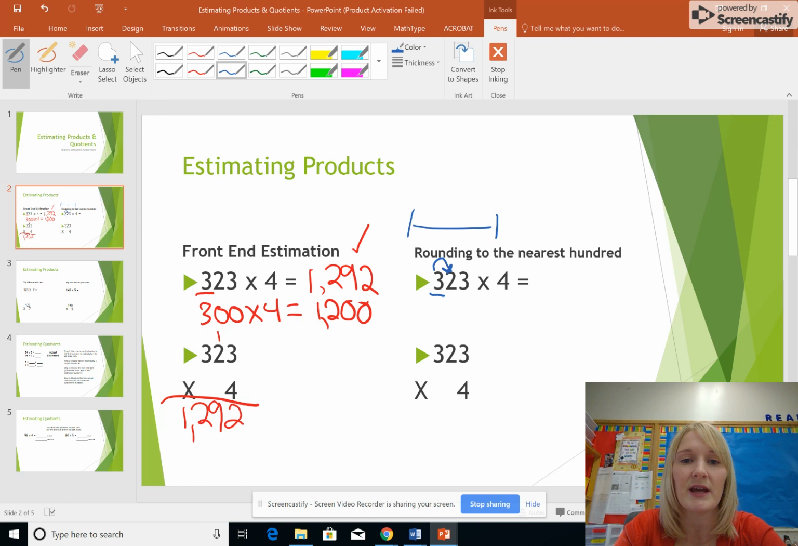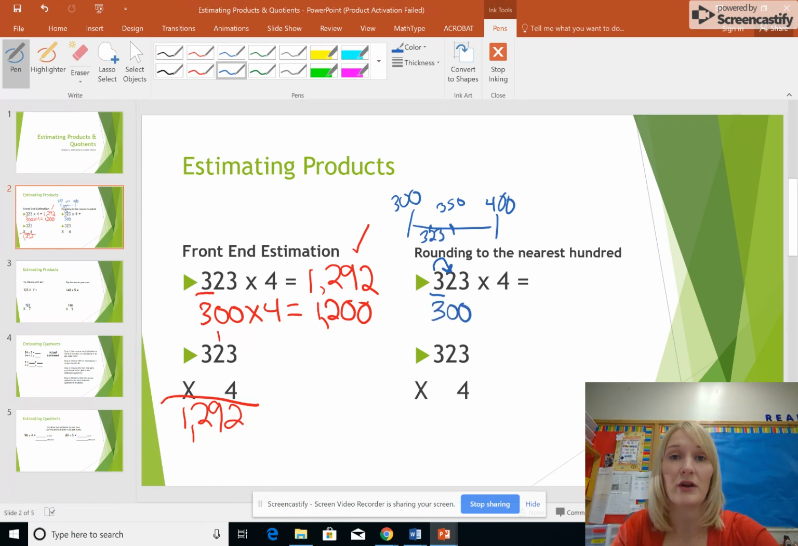How do we do this? We can take a look at a number line. So we are in between 300 and 400. 323 is somewhere on this number line. If I'm thinking about this in my head, 350 would be in the middle. I know 20 comes before 50, so 323 is going to be somewhere about here. It's going to round to 300. So similar to front-end estimation, but a different thinking process.